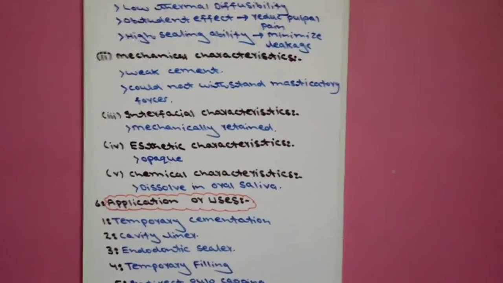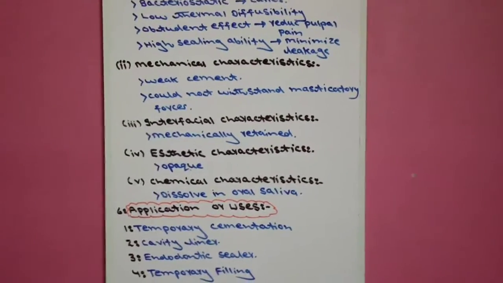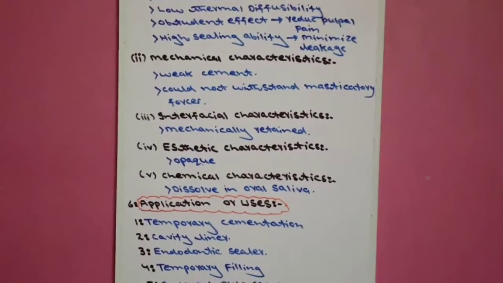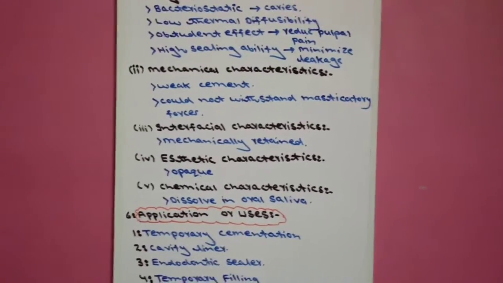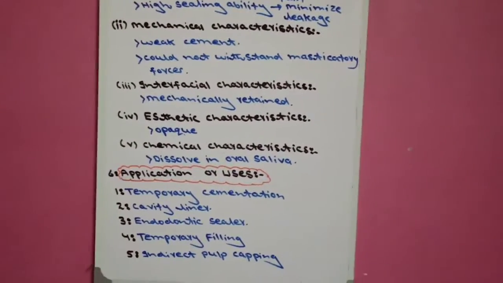Third is interfacial characteristics. Interfacial characteristics mean when we fill the zinc oxide eugenol in the cavity, by which type of bond is zinc oxide eugenol bonded with the tooth, meaning the interface between two parts. One is the tooth wall, the other is the material. It is mechanically retained; GIC is chemically retained, but zinc oxide eugenol is mechanically retained.